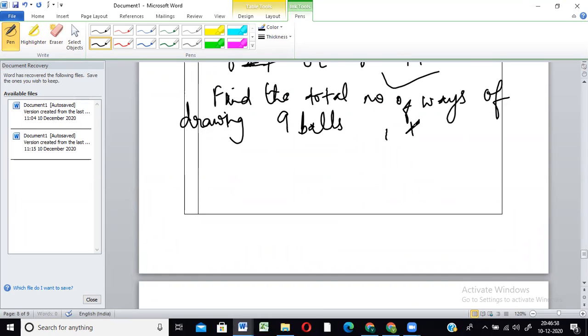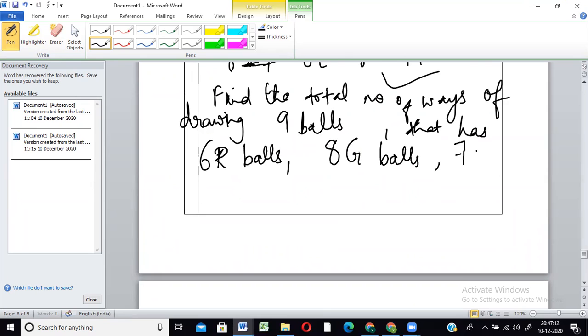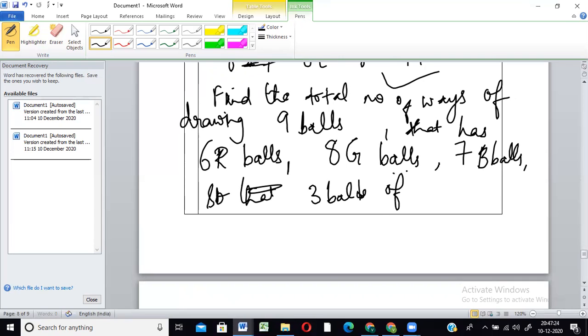From a bag that has 6 red balls, 8 green balls, and 7 blue balls, so that 3 balls of every color are drawn. Okay, every color are drawn.